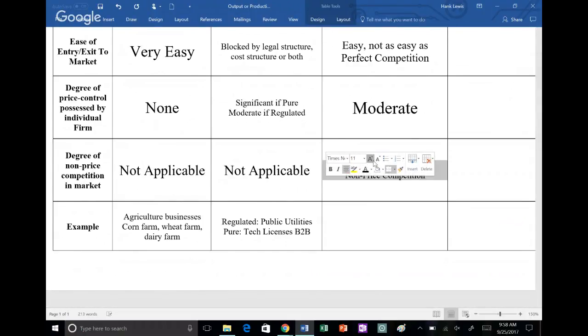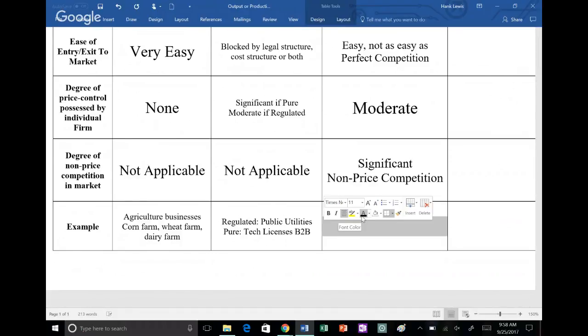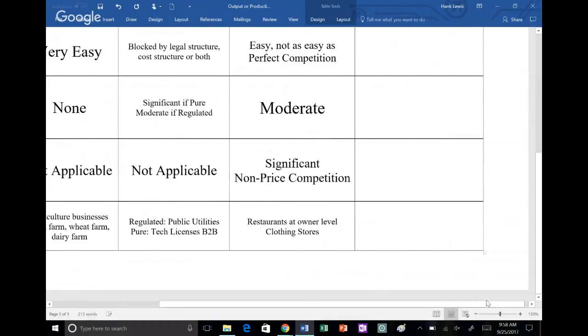Non-price competition is substantial. We have lots of non-price competition because one of the ways you stimulate non-price demand is to advertise. Come up with your brand name, come up with your ad campaigns, come up with contests. All those non-price competitions will attract business and they have a huge benefit in this market. Restaurants at the owner's levels and clothing stores qualify as your monopolistic competition firms.